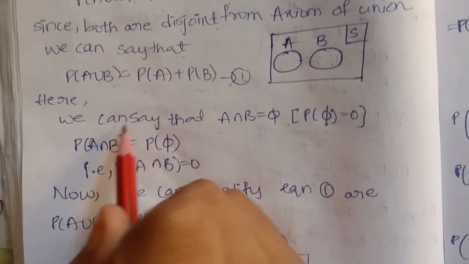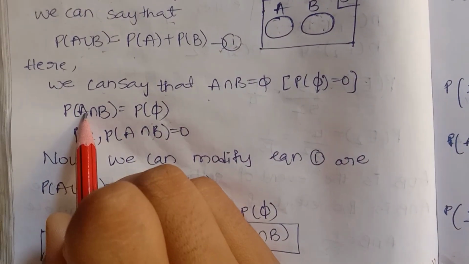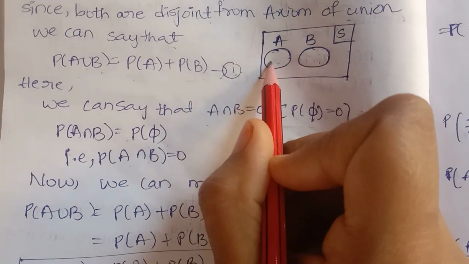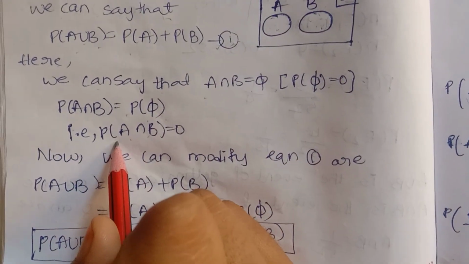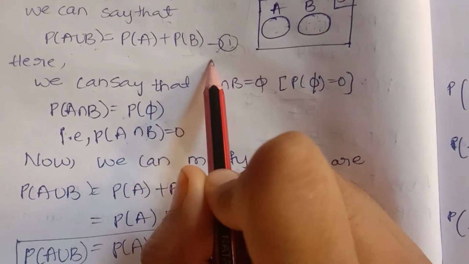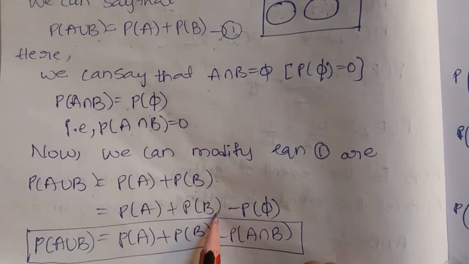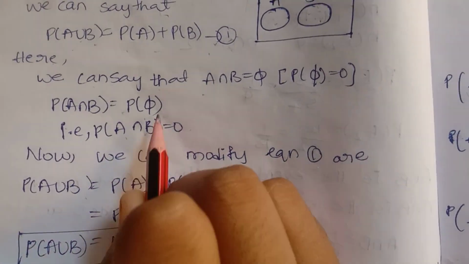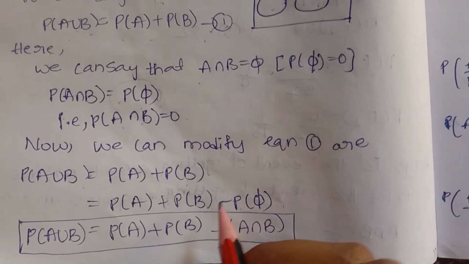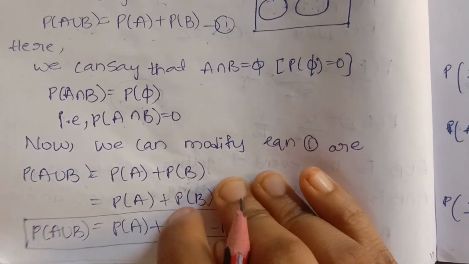Here we can say that A intersection B equals phi, and P of phi equals 0. There is no common element for event A and event B, so P of A intersection B equals 0. Now we can modify equation 1. We can also write equation 1 as P of A union B equals P of A plus P of B minus P of phi. P of phi is 0, so with or without writing it, there is no change. We will get the above equation as it is.